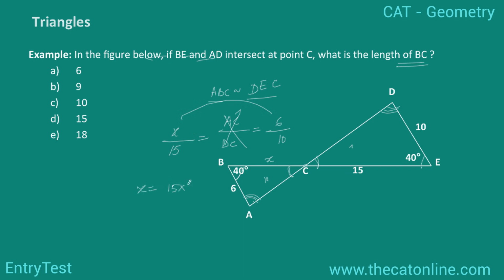X will be equal to 15 into 6 by 10. So 2 and 3, 3 and 3, my answer is 9. So the value for BC is 9.